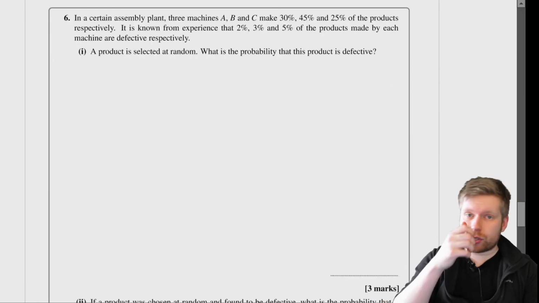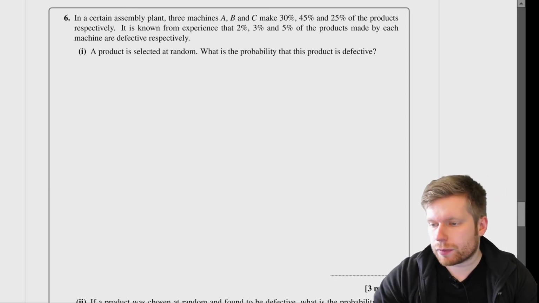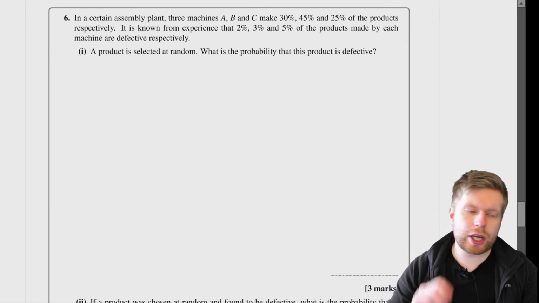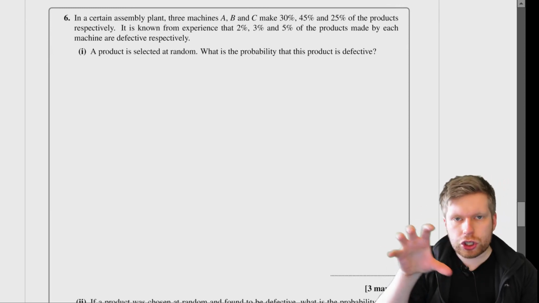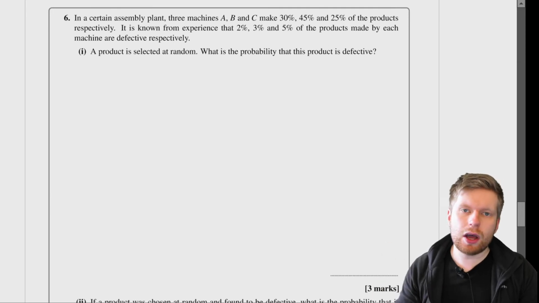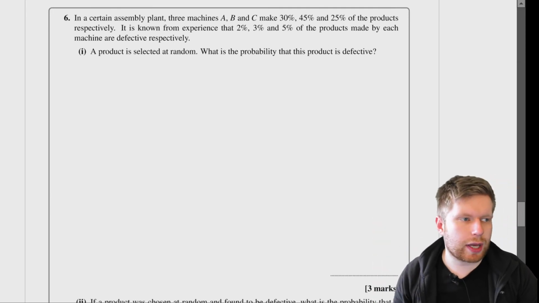So again, this is another probability question, another conditional probability question. We've been told that in an assembly plant, we have 3 machines, A, B, and C, and we're told the proportion which each machine makes. So 30%, 45%, and 25% of the products which each machine makes.